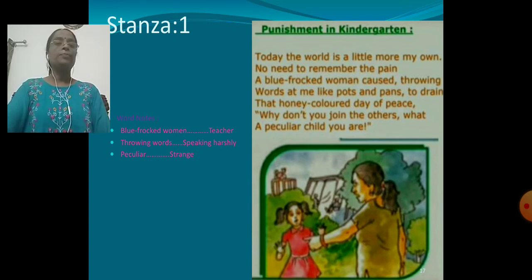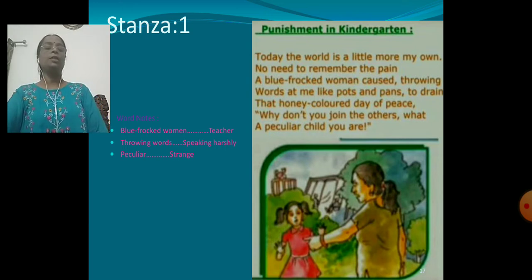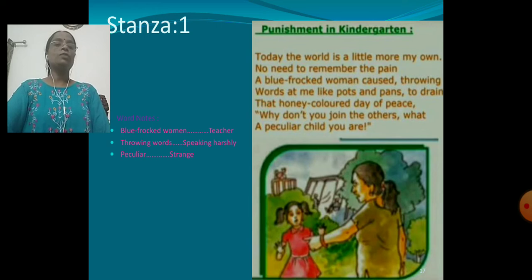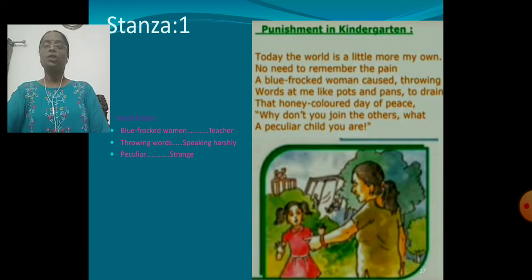Moreover, the honey colored, here in the line, you can see that the honey colored is for the day which was ruined by the harsh words of her teacher. So it was a very funny day, a very happy day, merry making. The children are merry making with each other, very happy with each other at the picnic spot. And it was a honey colored day, the sunny day, and this honey colored day of peace was spoiled, was ruined by the cruel teacher, or by the harsh words of that cruel teacher.